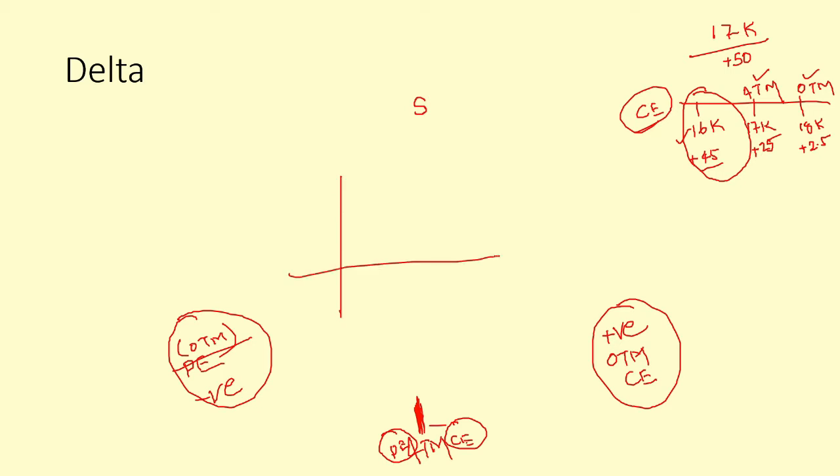It starts from 0, rises up like this, and ends up at 1. So this is 0, this is 0.5 delta, and this is 1, and this point at any time is called at the money. I hope you understood delta. Now let's look at what gamma is, that is the rate of change of delta.